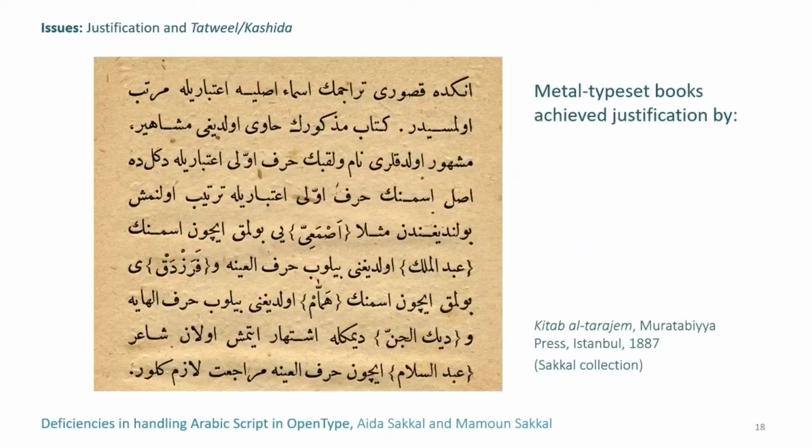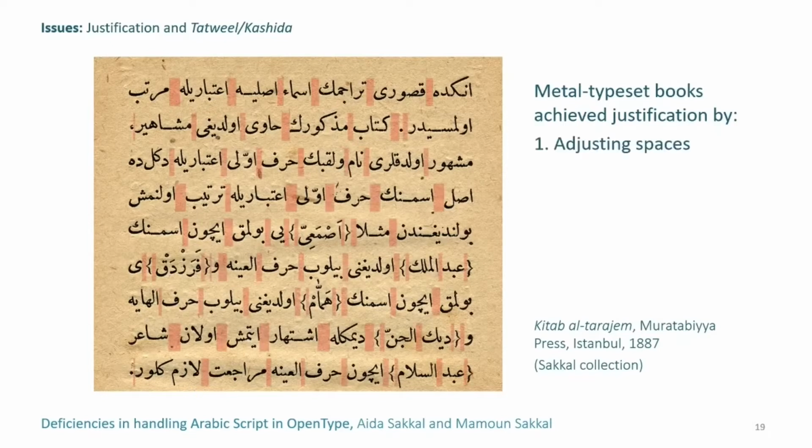Here is an example of a metal typeset book from the 19th century. In this example, we can see that the typesetter has used different spacers between the words in order to adjust the line width.